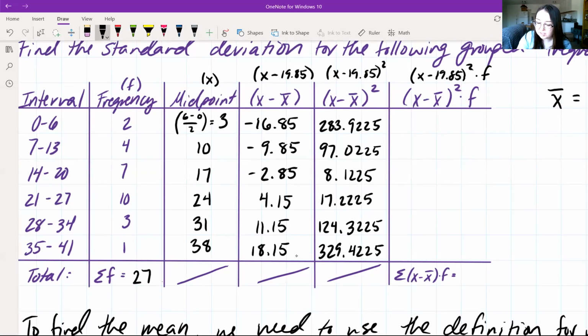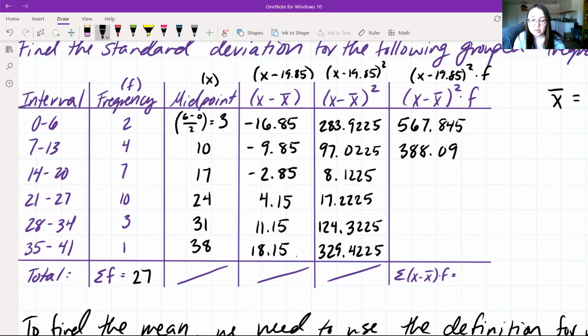So when we multiply these together, we're going to get 567.845. Now for our second interval here, we have 97.0225, and we're multiplying this by 4, because that's our frequency. When we do that, we're going to get 388.09.